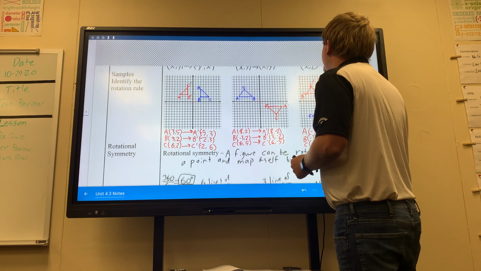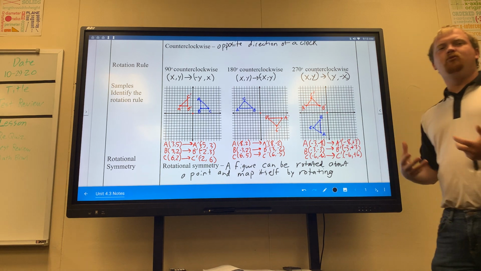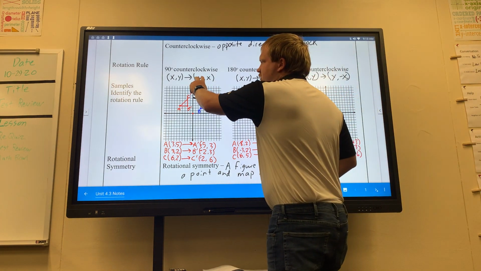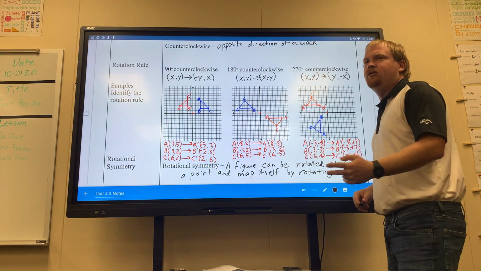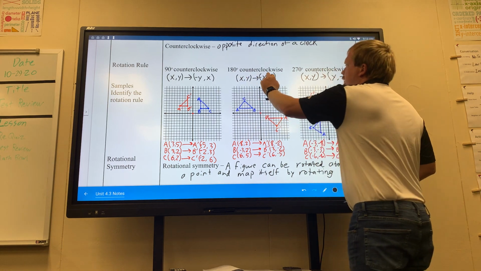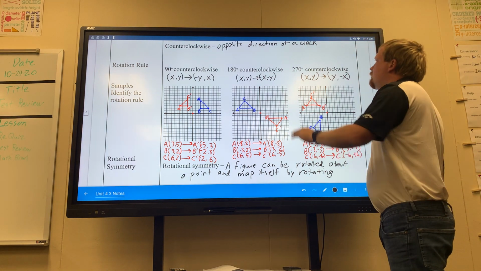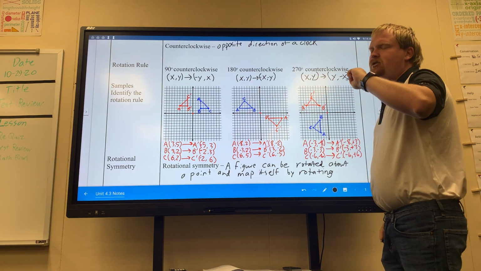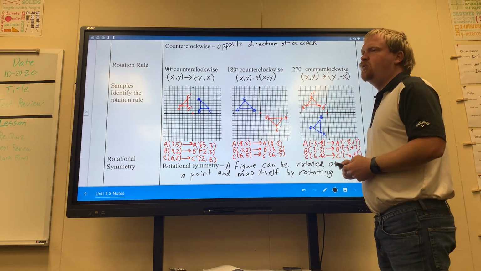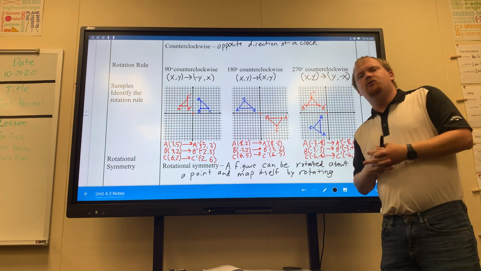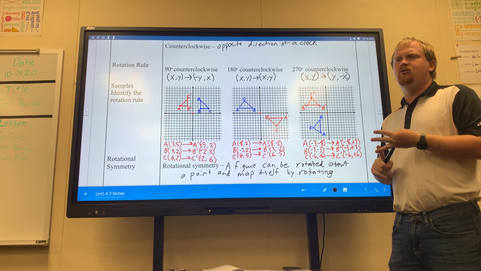But the biggest thing I want y'all to keep in mind is the rotational rules, okay? Because these always work. So for a 90-degree rotation, switch the X and Y, and change the sign of the new X. For 180, you change the sign for both X and Y, but you don't switch them. For a 270-degree rotation, you switch both X and Y, but you change the sign of the new Y value. You do all that and you'll be able to figure out the rotation of 90, 180, and 270-degree rotations.